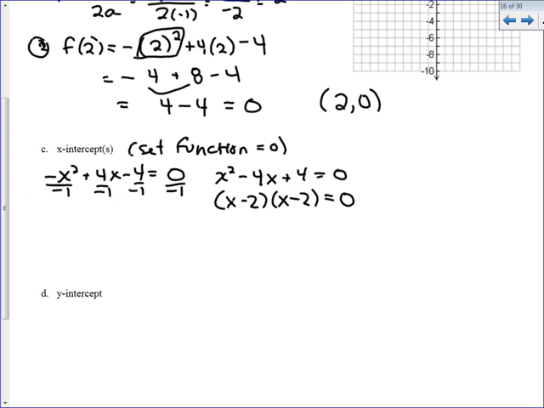So how many x-intercepts am I going to get? Just 1. Because when I get the same factor twice, you could set the same factor equal to 0 twice, but you're not going to get anything new out of that. So you don't really need this second one. It's the same thing. It's going to give you the same value for x. It's going to give us x equal to 2.